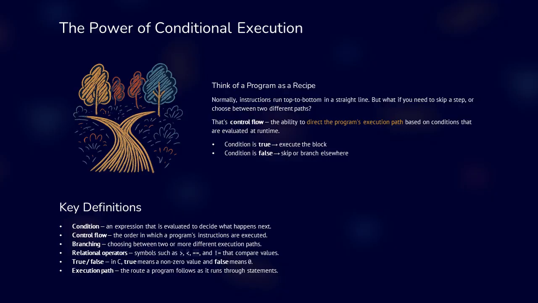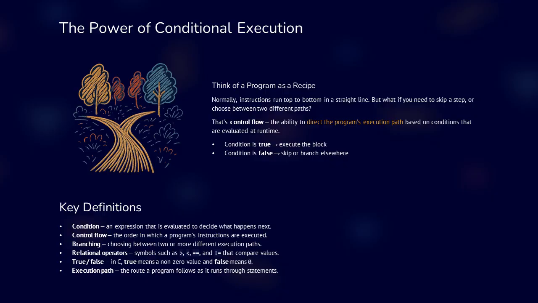So let's see some key definitions. First one, condition. An expression that is evaluated to decide what happens next. So a condition is something which helps us to take a decision, or it will help to guide us to take a decision. Next, control flow. The order in which the program instructions are executed. So how the statements should be executed, or what statement should be executed after what. So that is control flow.